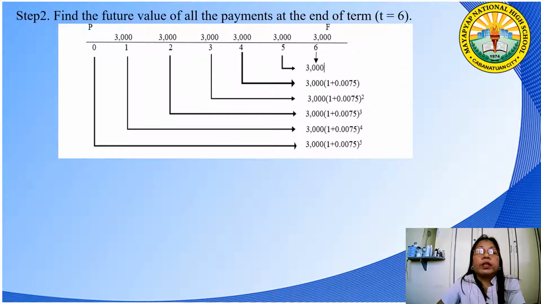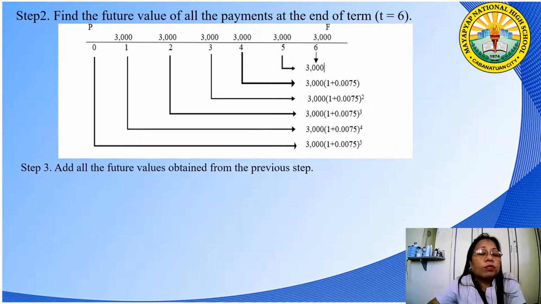The correct way to find the total savings at the end of 6 months is to compute the maturity value of each 3,000 at the end of 6 months. By the end of 6 months, the 3,000 at T equals 1 would have earned interest for 5 months. The 3,000 at T equals 2 would have earned interest for 4 months, and so on. So for the third step, you add all the future values obtained from the previous steps. And these are the values.